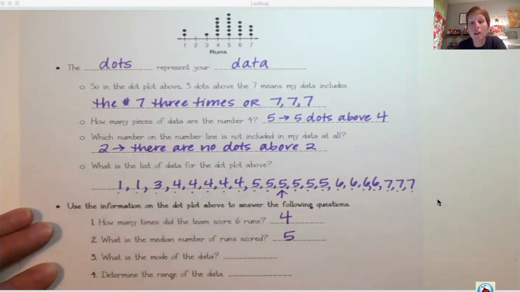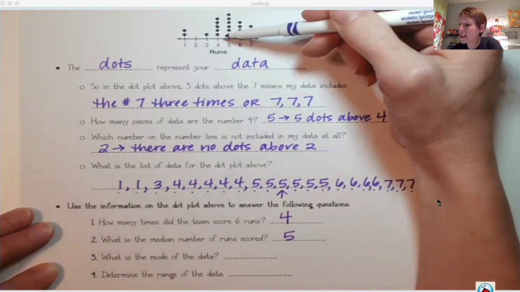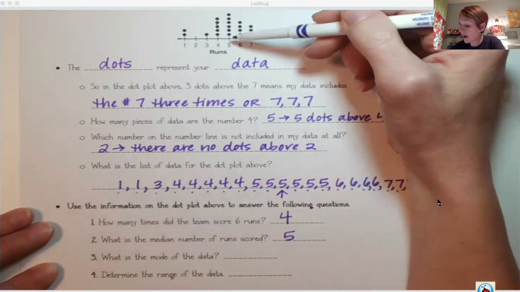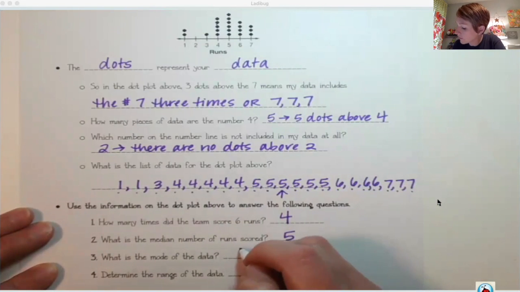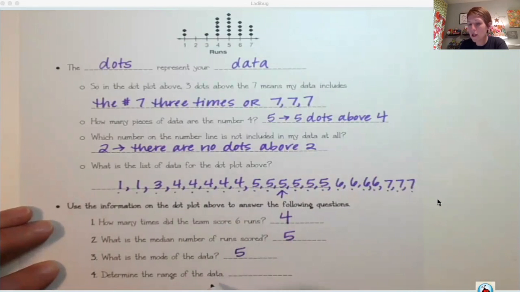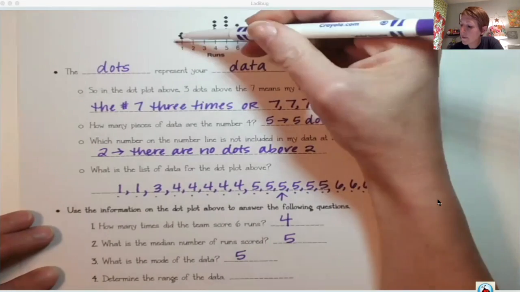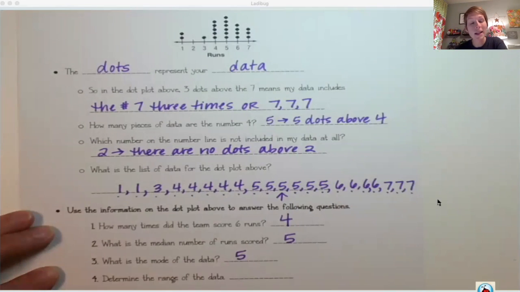Well, mode is asking you which number appears most often. Dot plots make telling mode super simple because it's going to be whichever number has the tallest column of dots. In this case, that's 5. So the mode of the data is 5. And then the range of your data. My biggest piece of data is 7. My smallest piece of data is 1, and 7 minus 1 is 6.